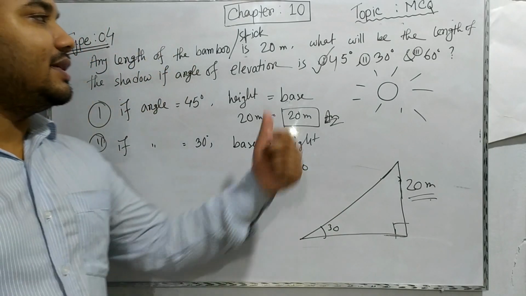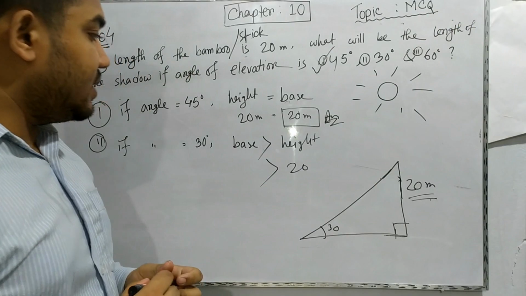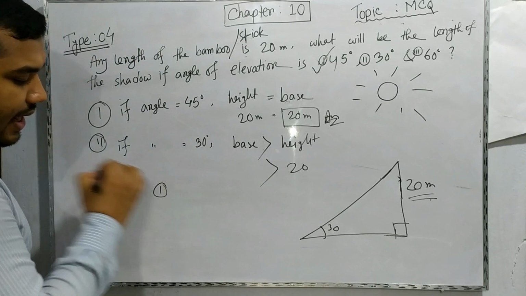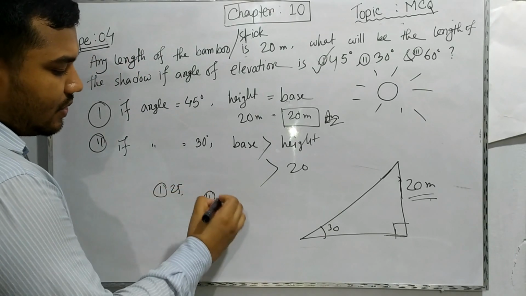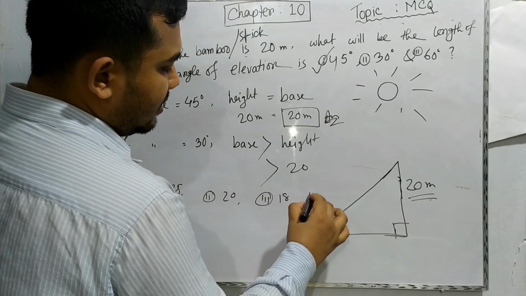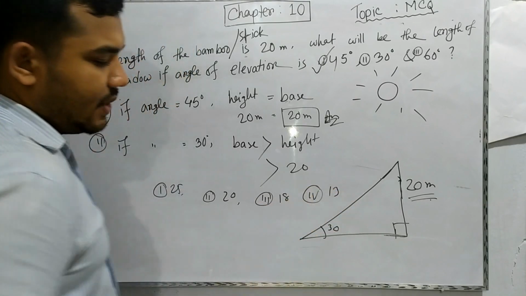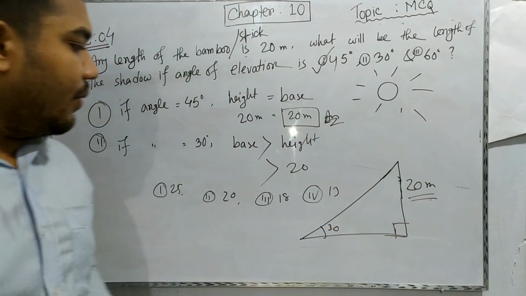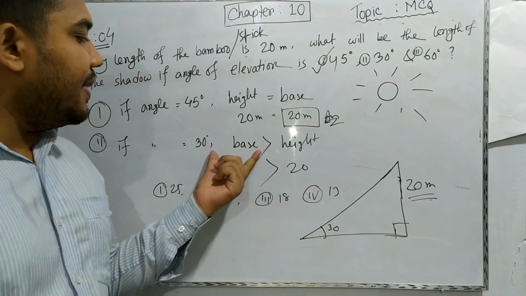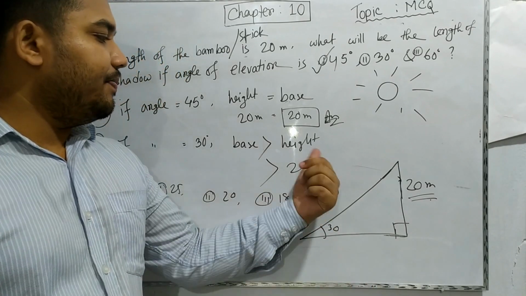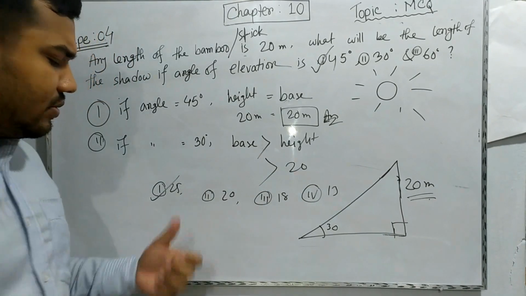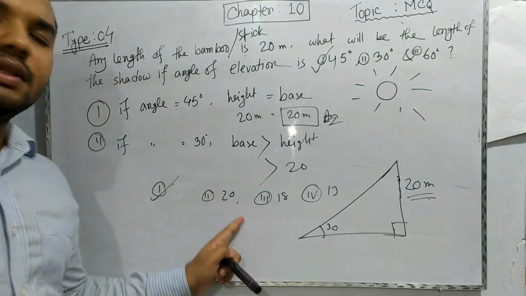Since we are going for the MCQ, we need to see what actually happens here. Okay, if our options are like this: 25, then 20, then 18, then 13, then we need not think about 20, 18 and 13, because we know that the base must be greater than the height. So the greater value will be our exact answer. But maybe it's not 25; the exact answer will be the one which is greater than 20.